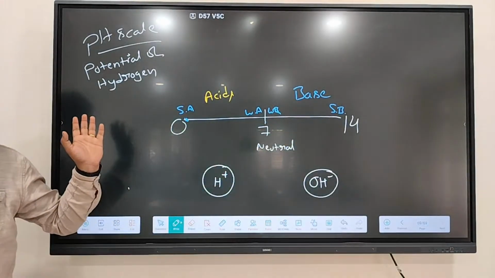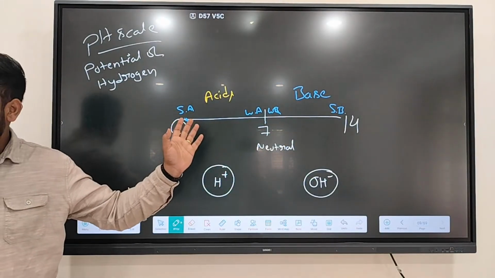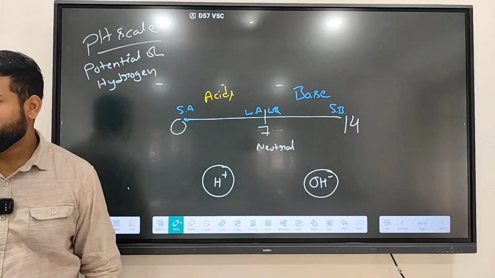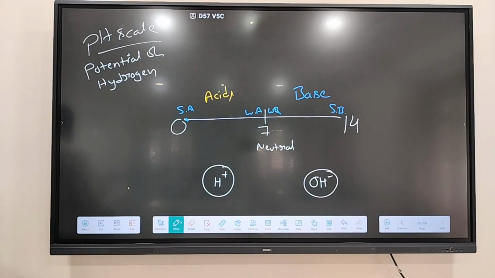Likewise, strong acid, then weak acid, then it turns to base, then it turns to strong base. That's it. Nearly 0 pH value, strong acid; nearly 14 pH value, strong base it will be. Okay.